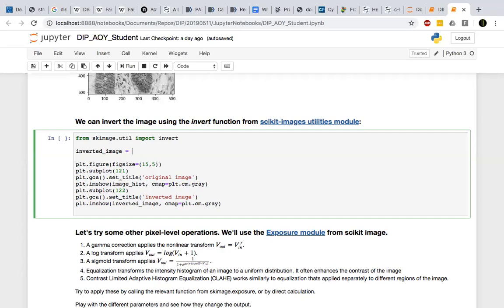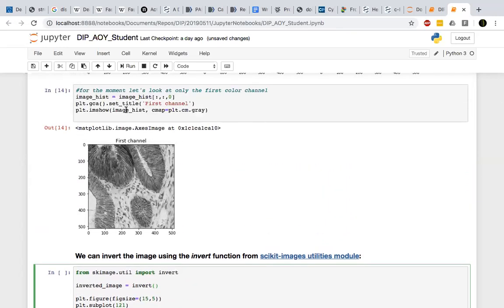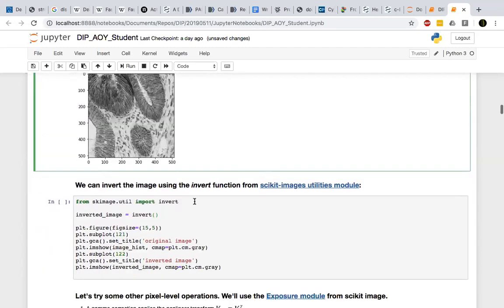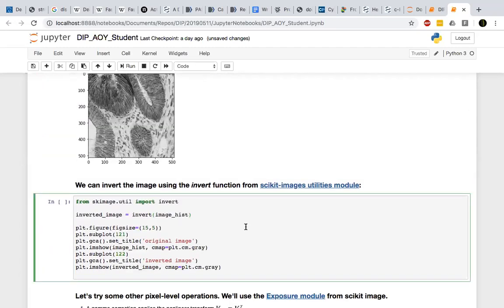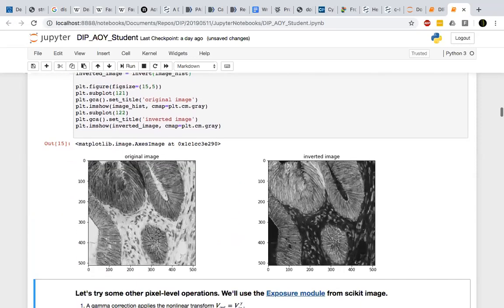Okay, so the first thing we wanted to do is to invert this image. How should I do that? Ideas? So I just use the function invert that I just imported. And this is the image I want to invert. And this is the original, and this is the inverted image. Did everyone get something that looks like this? More or less? Okay.